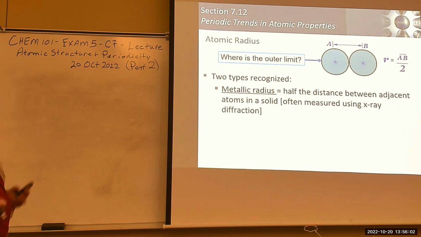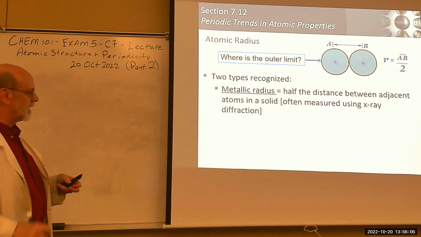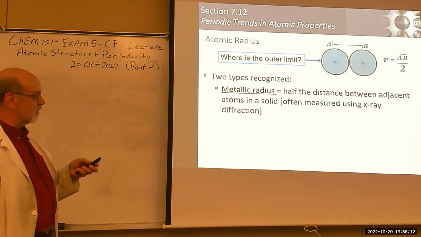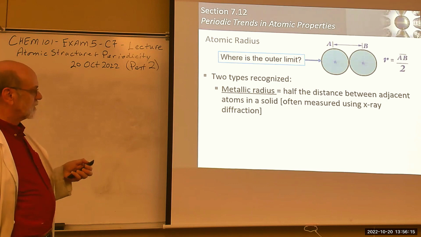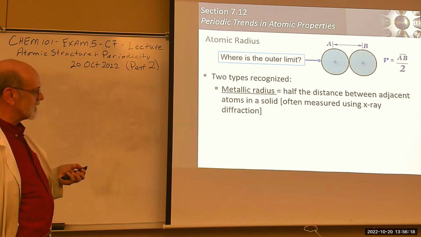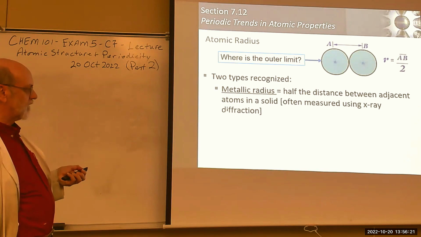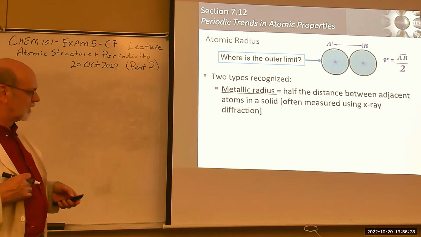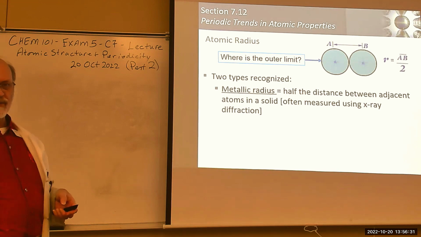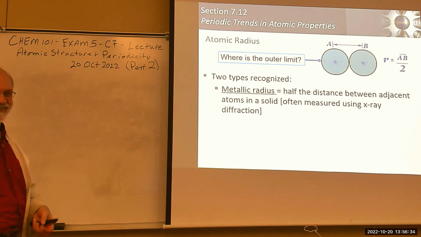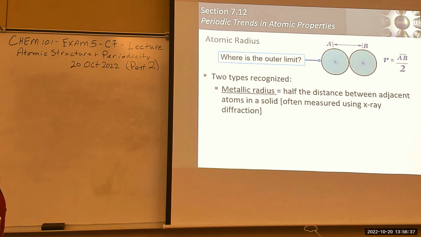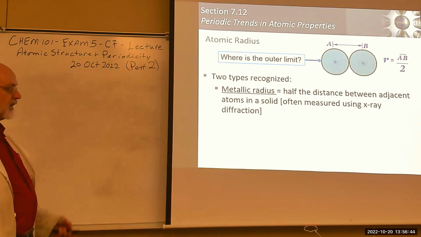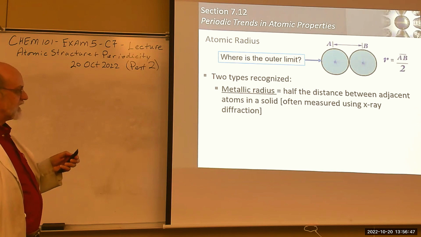So we have generally two types of radii that are recognized. For most of the periodic table, they're metals, so we can use metallic radius. What we need to know is the distance between adjacent atoms in a solid, and we can measure that with X-ray diffraction. I haven't described X-ray diffraction yet. Oh, that comes in the second semester. So just accept it for now. But it's fairly reliable. We can measure the distance between atoms in a metallic crystal and determine what the radius is.